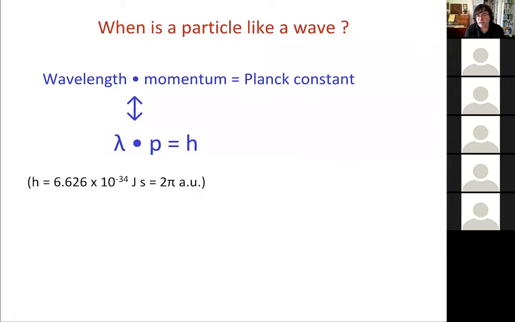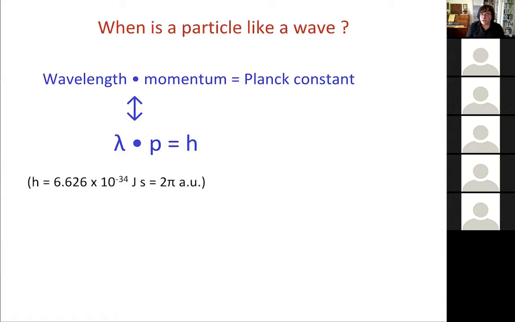The product of the wavelength times the momentum is equal to the Planck constant. In the international system, it is 6.6 times 10 to the minus 34 joules per second. In the system of atomic units that we'll use later on, it is a bit easier to remember, it is just 2 times pi. What does this mean? It means that as you get lighter, as your momentum gets smaller, your wavelength gets larger.